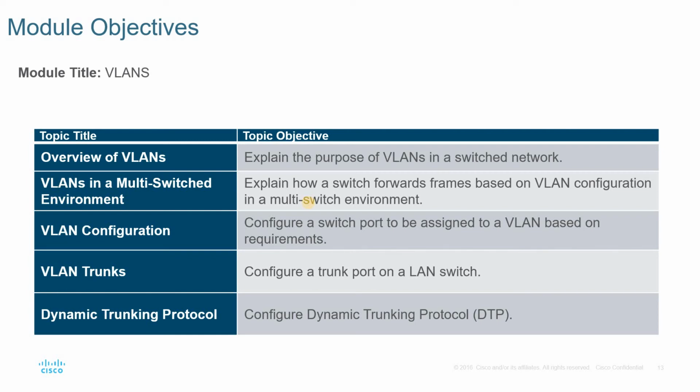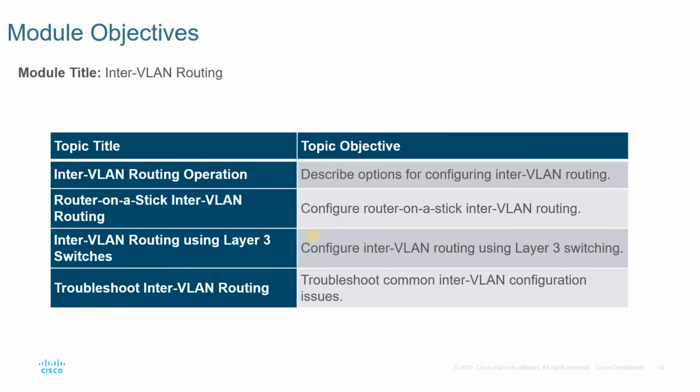We're also going to talk about VLAN trunks and how to configure them to support VLAN operations, along with configuration of a dynamic trunking protocol. So, the first part will just focus on the VLANs, overview of VLANs, implementation, and configuration. Now, the second part of this module is the inter-VLAN routing discussion.